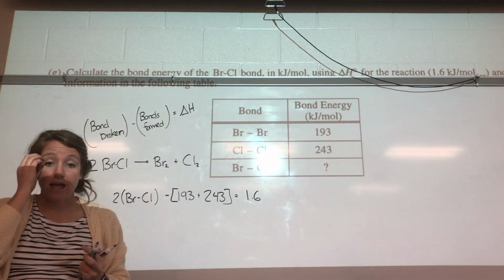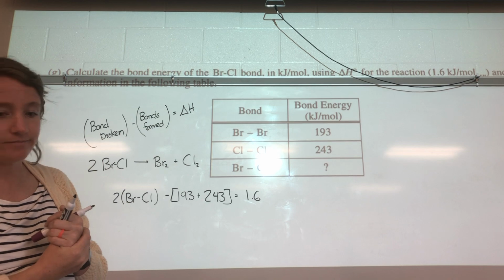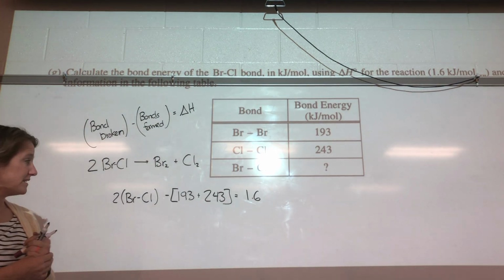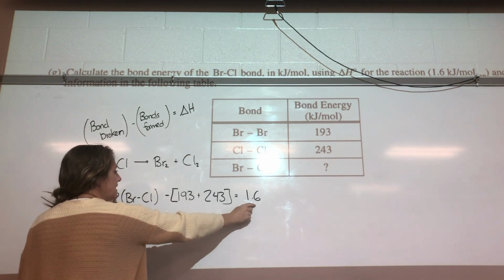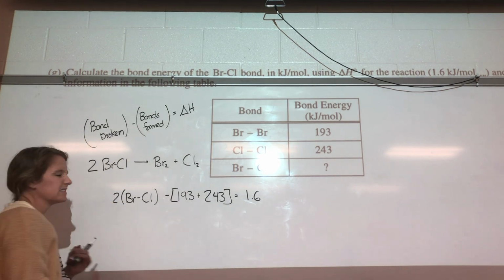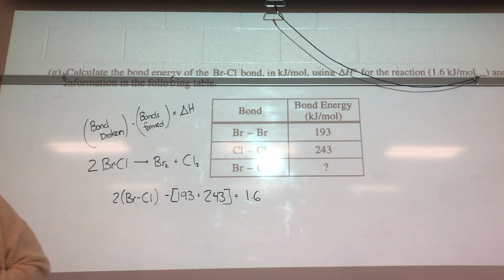equals 1.6. And then at that point you just do your algebra to solve for what we don't know, which is this bond. So we combine those, add it over, divide by 2. Okay, there you go.